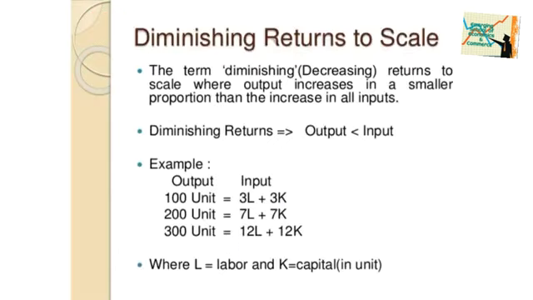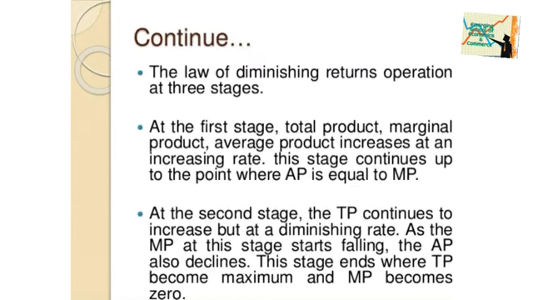When we discuss diminishing returns to scale, also called decreasing returns to scale, output increases in a smaller proportion than the increase in all inputs. Output is less than input.